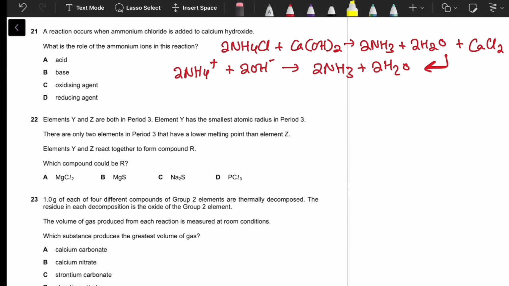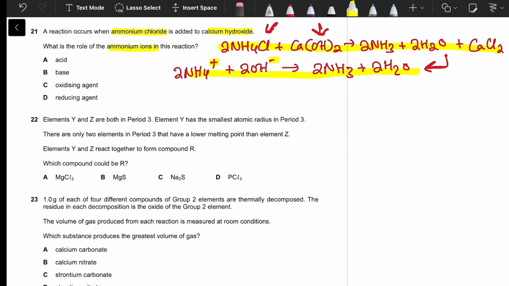Question number 21 states that a reaction between ammonium chloride and calcium hydroxide occurs. What is the role of ammonium ions? Okay, so this is the actual equation of what takes place, and this is the ionic equation for it. And this is our ammonium chloride, and this is our calcium hydroxide. So you know that the ammonium ions in ammonium chloride carry a charge of +1, and hydroxide ions in calcium hydroxide carry a charge of -1.